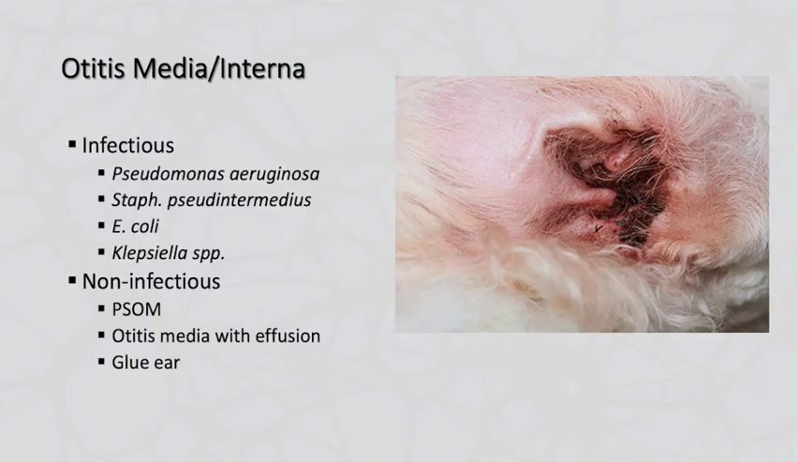The most common infections for otitis media interna are going to be Pseudomonas, followed by Staph, E. coli, and then Klebsiella. There are non-infectious forms of otitis media, what's often called PSOM, primary secretory otitis media. It's also called otitis media with effusion. No one seems to agree on what the best term is for this. The layman's term is glue ear, but basically there's fluid within the middle ear itself, and that can end up causing vestibular signs, and it's non-infectious.